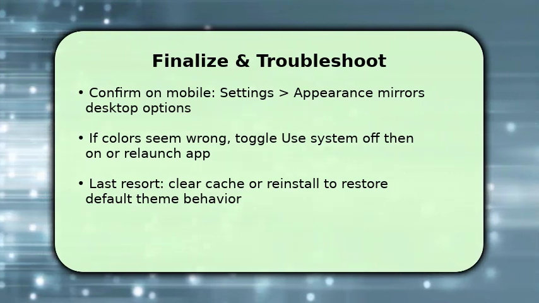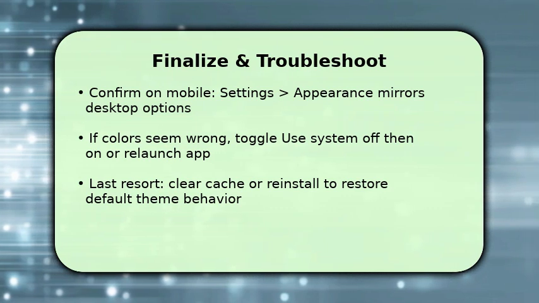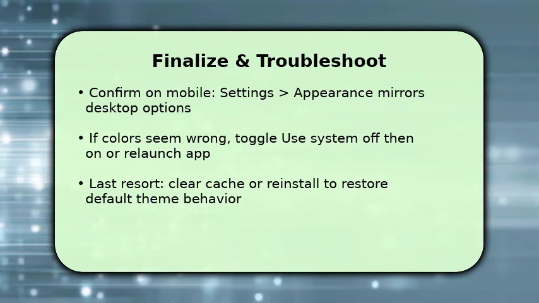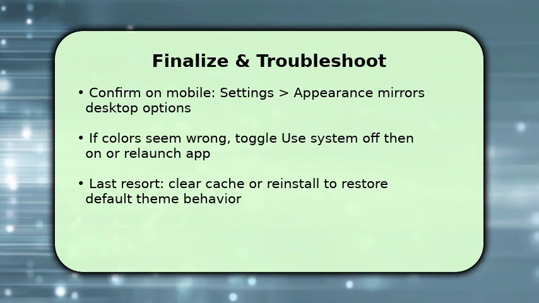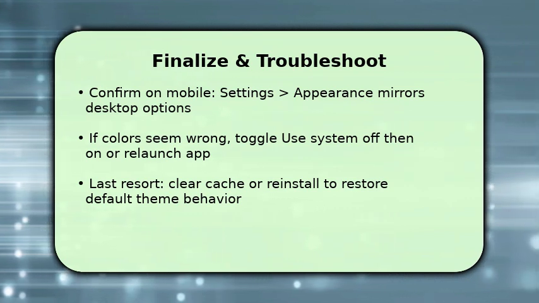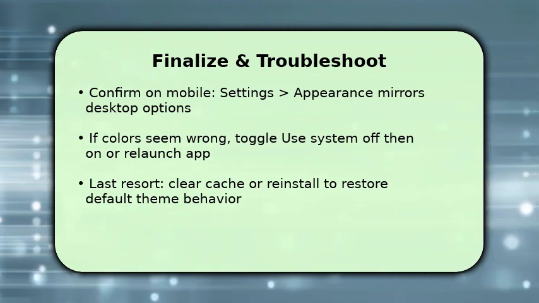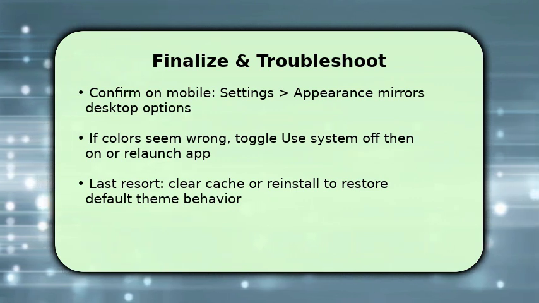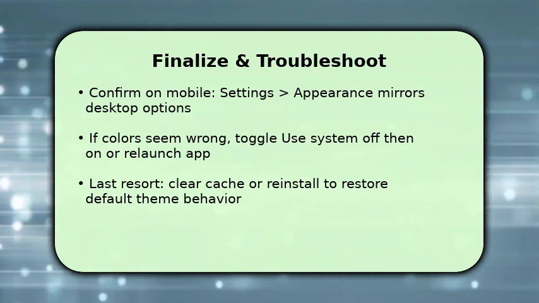If colors look off, toggle Use System or switch themes twice. Sometimes the renderer needs a nudge. Make sure to relaunch the app after changes to flush UI glitches. If problems persist, clear cache or reinstall Notion to reset corrupted theme states. That usually fixes stubborn inconsistencies.